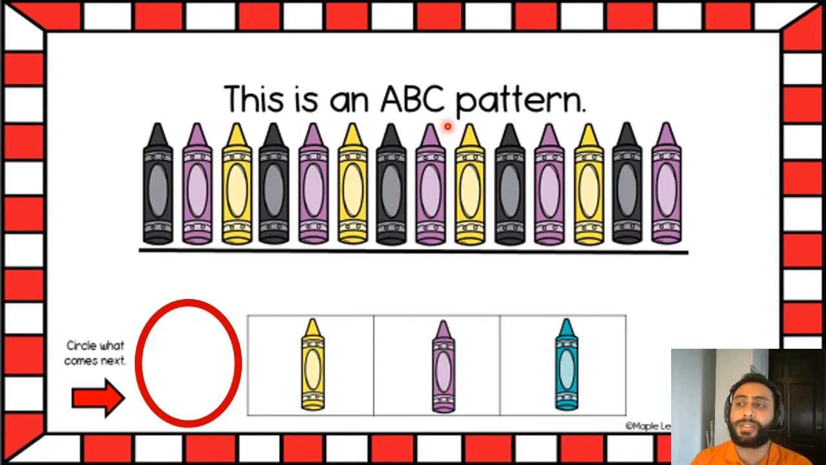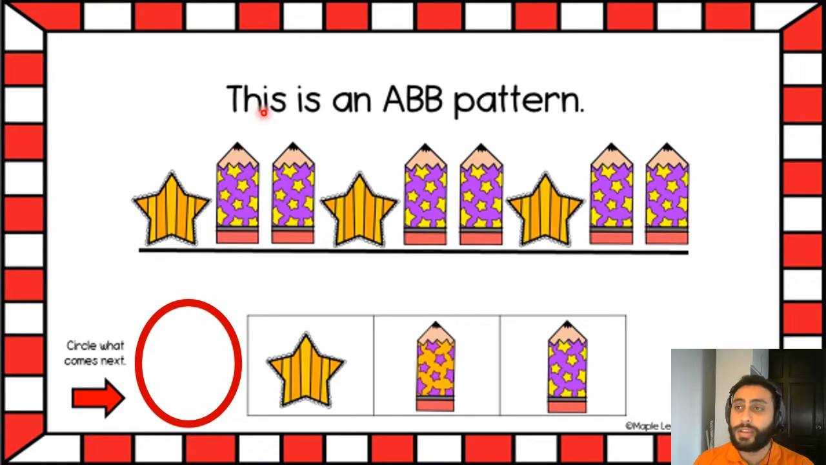Look at this one. This is an ABC pattern. Black, purple, yellow. Black, purple, yellow. As you remember, we can turn it into a song as it becomes easier to find the pattern.